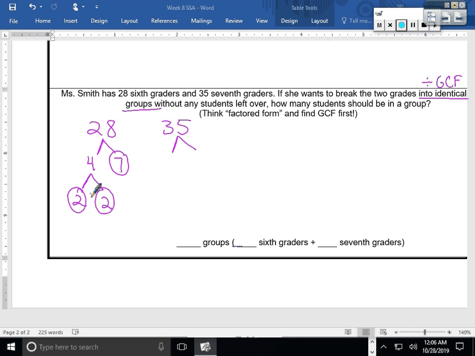35, well, it ends in a 5. Big clue to me, I could divide this by 5. 5 would be a factor of it. 5 times what? 5, 10, 15, 20, 25, 30, 35. I think that was 7 times. So I check my chart. I say, is 5 prime or composite? In fact, it's prime. And 7, is it prime or composite? And you would again say it's prime.